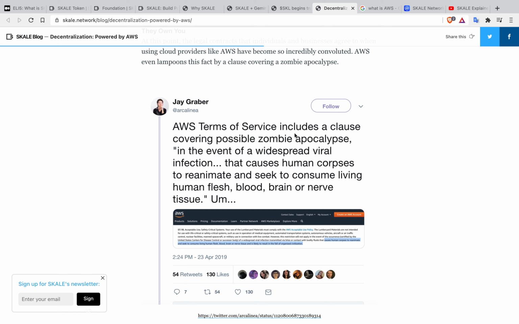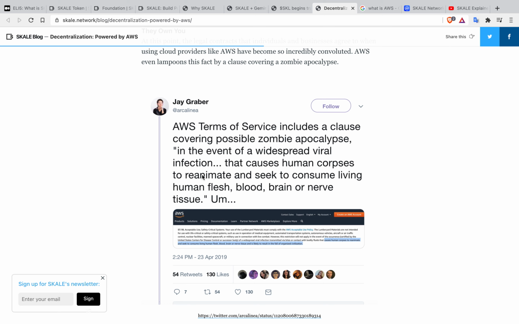You know, so AWS terms include a clause covering possible zombie apocalypse. In the event of a widespread viral infection, coincidentally, that's what we're going through right now in 2021, since 2020, actually since 2019, December and November, Corona has been around, and our governments around the world just completely ignored it in 2019, in November and December. They completely ignored it. They ignored it because they said it wasn't their problem, it was China's problem. That's what they said. And that was so wrong. Because look where we are now. We could have helped China, and we didn't. And now look what's happened.